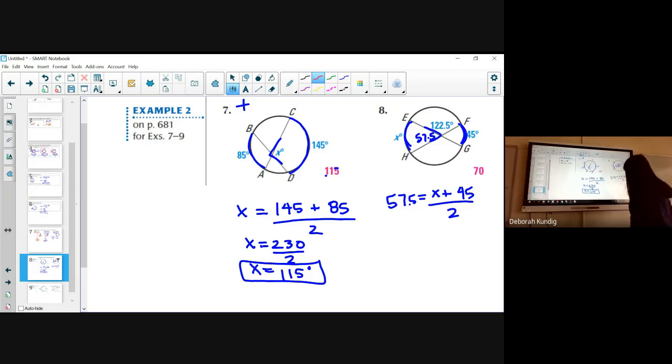In this case, I'm solving for x. The first thing to do is multiply both sides by 2. Don't distribute. That 2 on this side is there to cancel out. So 57.5 times 2 is 115, which is equal to x plus 45. Then I would subtract the 45 from both sides. 115 minus 45 gives me 70 degrees.